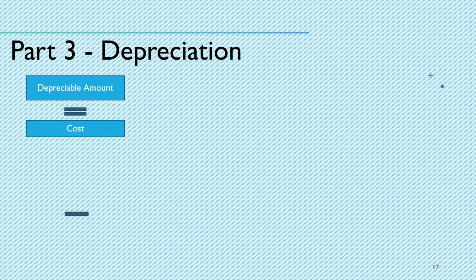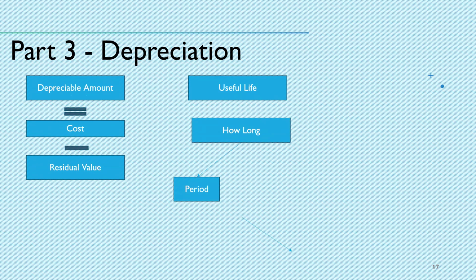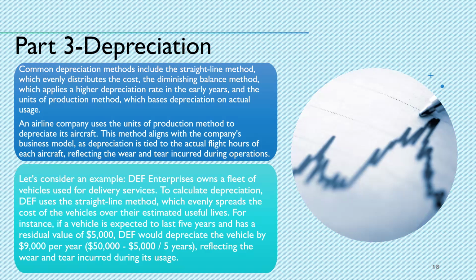Depreciable amount is cost minus residual value, whereas useful life is the period or number of units over which the asset should be depreciated, and it should be depreciated on a systematic basis over its useful life. Common depreciation methods include the straight line method, which evenly distributes the cost, the diminishing balance method, which applies a higher depreciation rate in the early years, and the units of production method, which bases depreciation on actual usage.